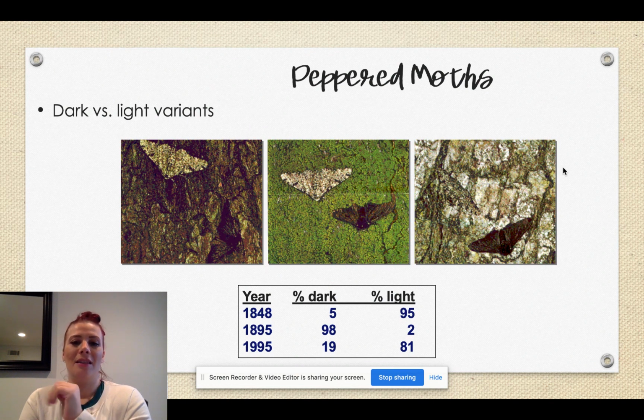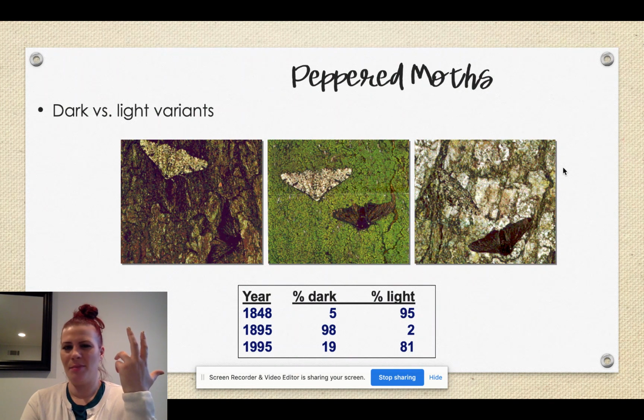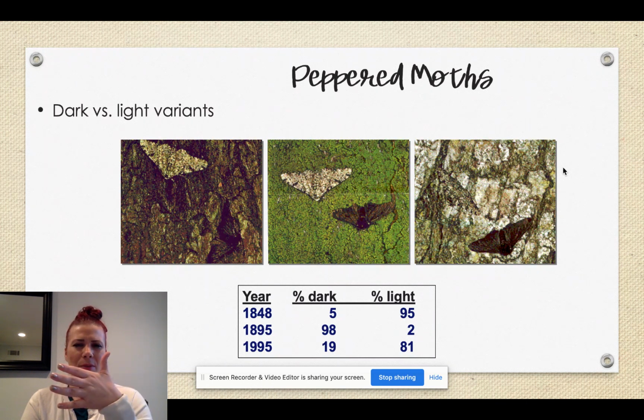Why have we seen this shift? So if you look at that, now you're like, okay, 19% dark, 81% light colored moths. What happened? Well, realistically, globally, we tried to do things that controlled our emissions, right? We tried to do things that are not adding to this problem of pollution and smog in this industrial world that we live in now.